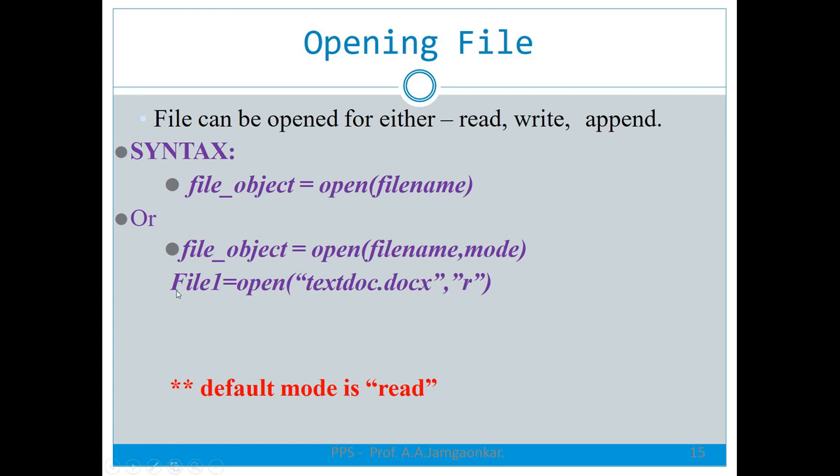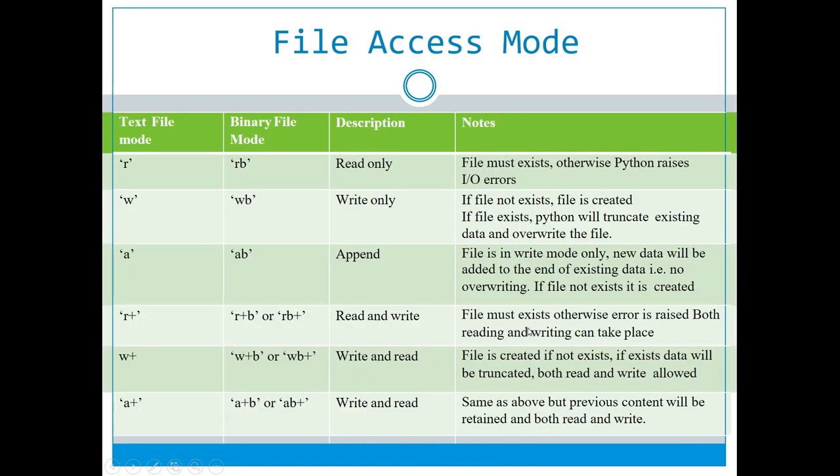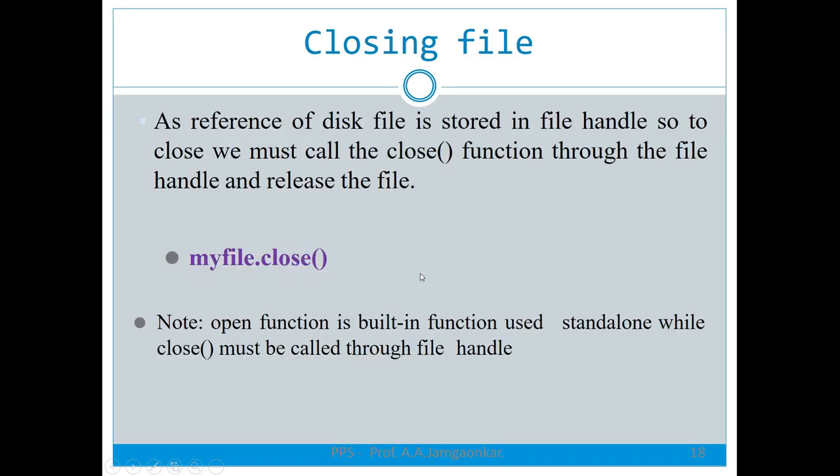So here is that example. File1 will contain the file handler, that is the address of the file, which the open method opens: the file text.docx in read mode. There are various modes available for the text files and for the binary files also. R is for the read mode, W is for the write mode, A is for the append mode. So there are various file access modes available.